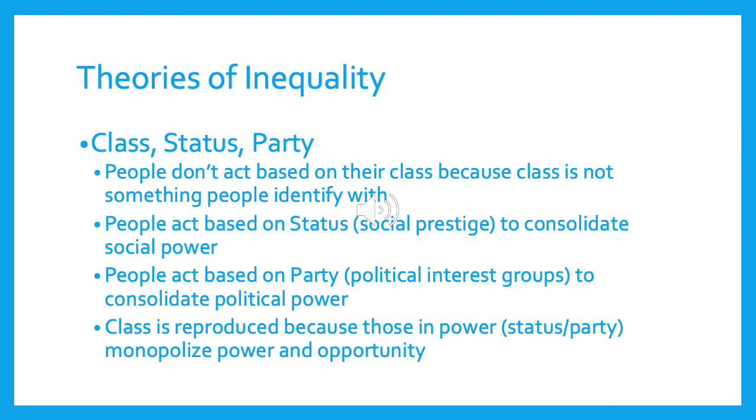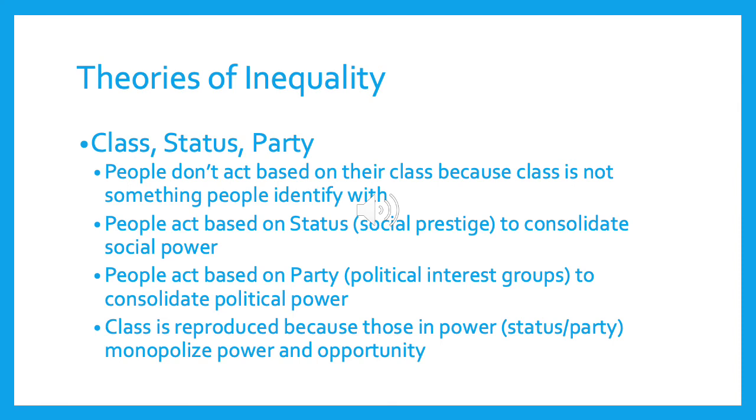So here you can think of everyone from celebrities to old money families who are seen as very important, like the Kennedys or the Vanderbilts. People who are prestigious, people who are seen as classy. And for Weber, people will act in accordance with their status. They will act according to how much social prestige and honor they have, and they will act in such a way that consolidates their social power.